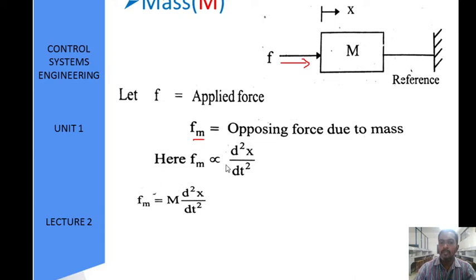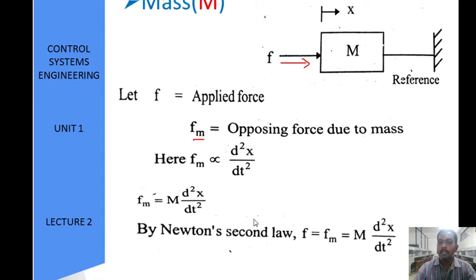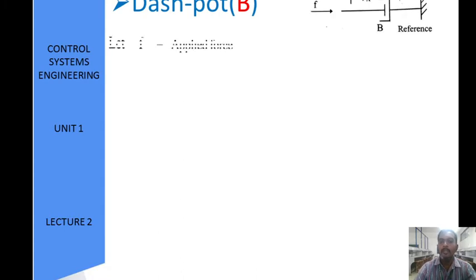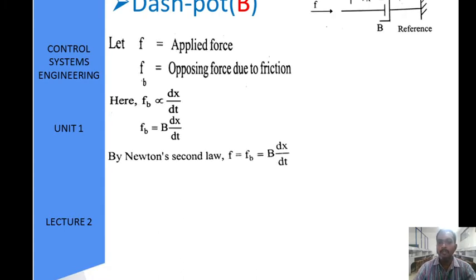So therefore F is equal to mass into d square x by dt square. By Newton's second law, F is equal to ma. Here a is nothing but acceleration, where acceleration is equal to d square x by dt square, which compares to displacement. So coming to dashpot, what is a dashpot and how is it going to be applied?